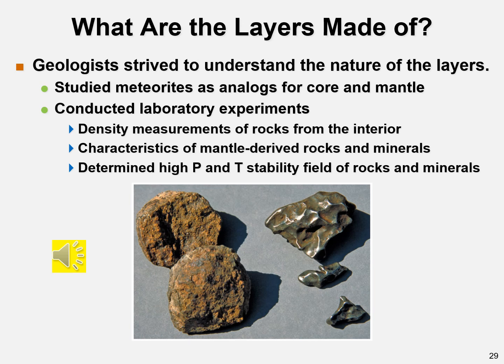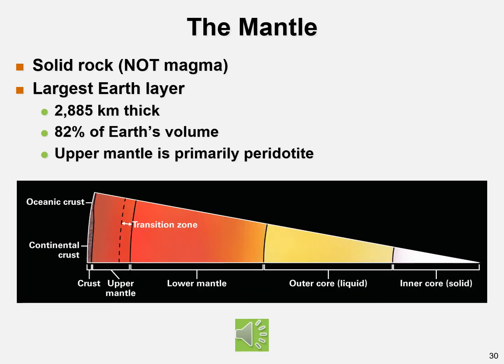We base our understanding of the nature of the mantle and core on our studies of meteorites. We have also conducted laboratory experiments to determine density, and the physical and chemical changes that occur due to pressure and temperature changes as we get deeper in the Earth. The mantle is a 2,820 to 2,890 kilometer thick shell that surrounds the core. The mantle consists of the ultramafic rock peridotite. The mantle comprises about 82% of the Earth's volume.